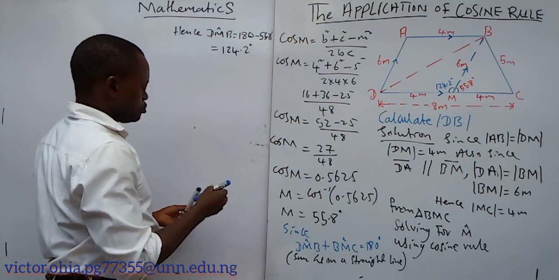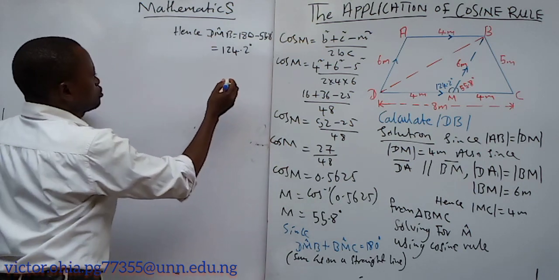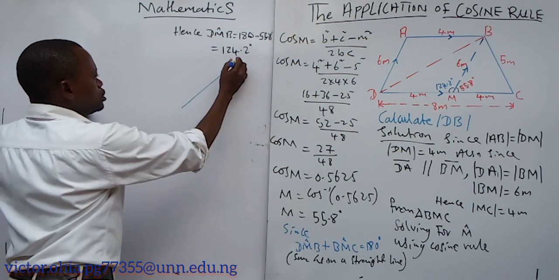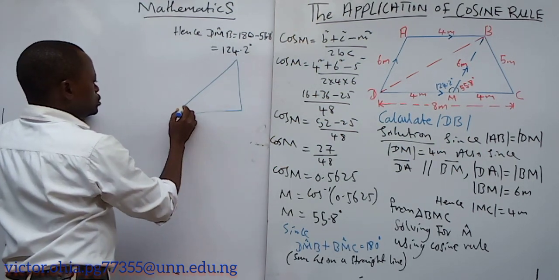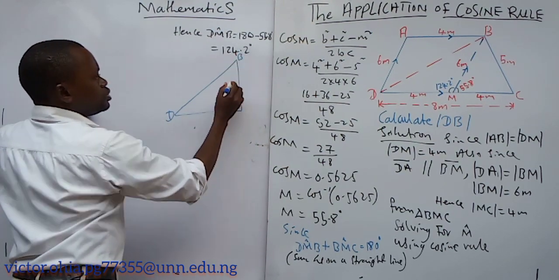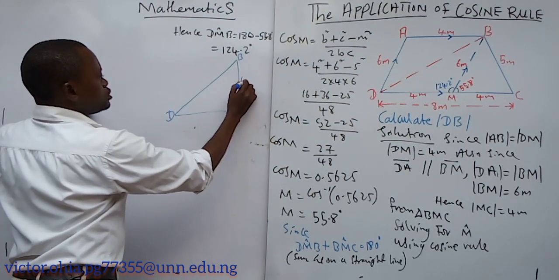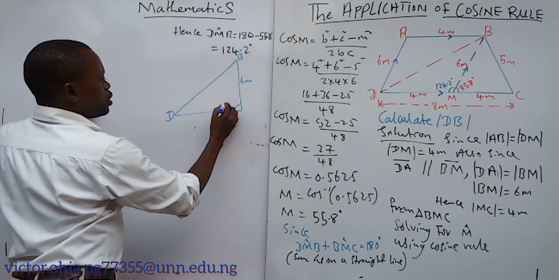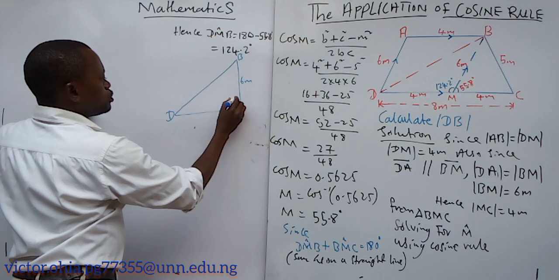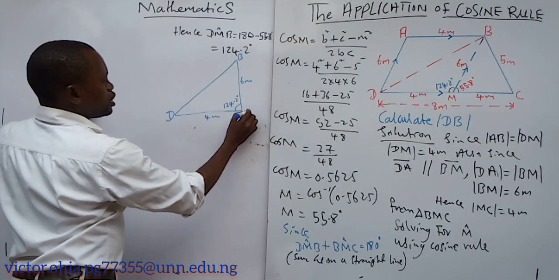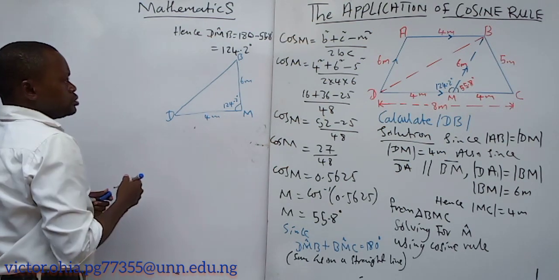Now, are you seeing a triangle of this nature? Are you seeing this triangle with me? And this is capital D, B, and this is 6. This is a sketch anywhere. This is 124.2 degrees. And here is 4 meters. And this is capital M. Are you seeing that? Okay.